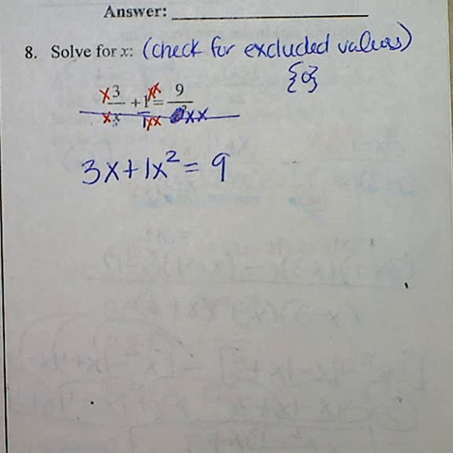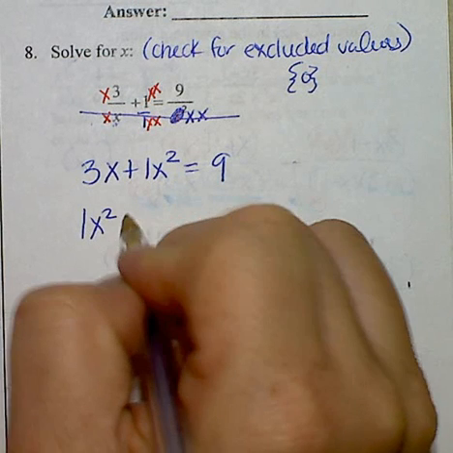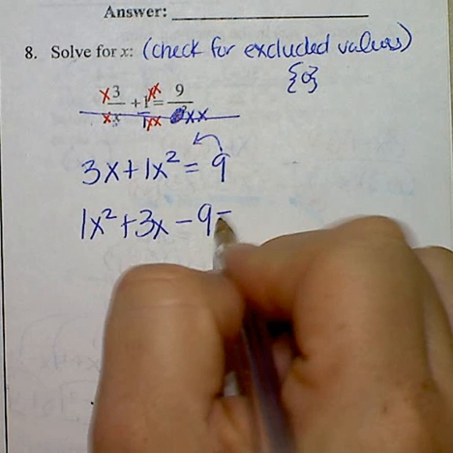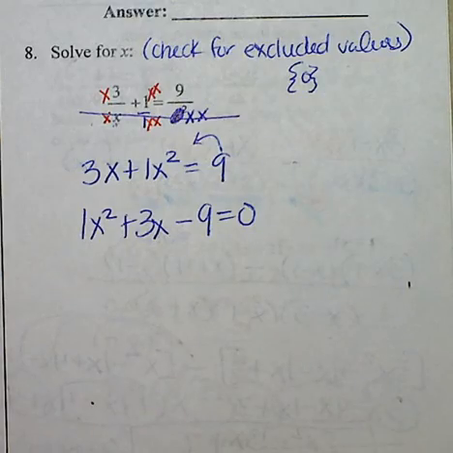I'm going to move everything to the side that has the x squared, and I'm going to write it in standard form. 1x squared plus 3x. Now when this moves over, it was positive, it becomes negative. Okay, so we are supposed to be able to solve this, right? And this is going to be solvable, but can you factor right now? Are there two things that multiply to give you negative 9 and combine to give you a positive 3?